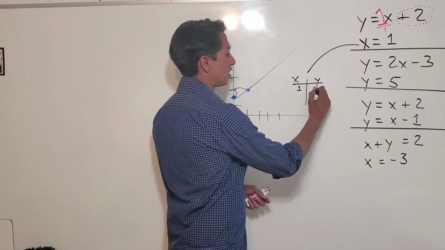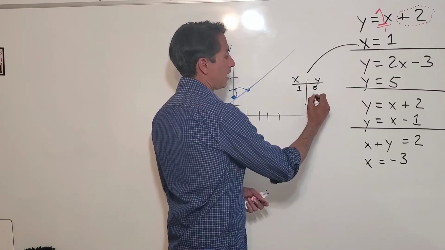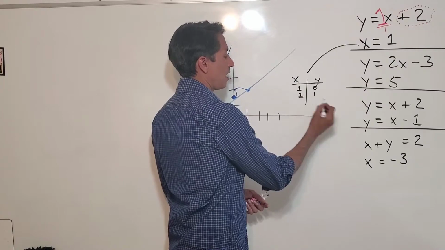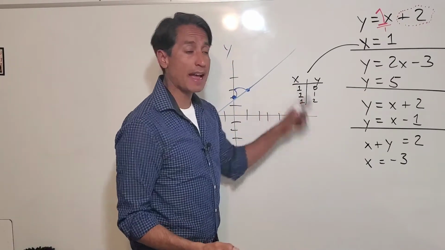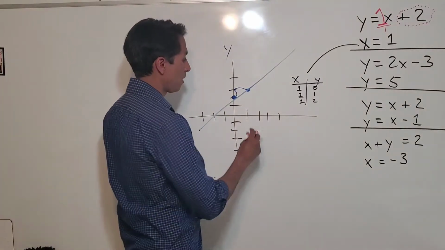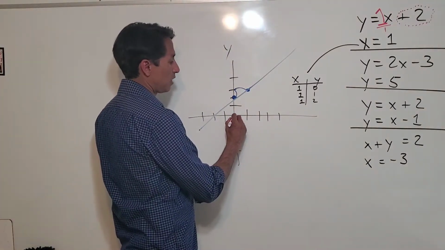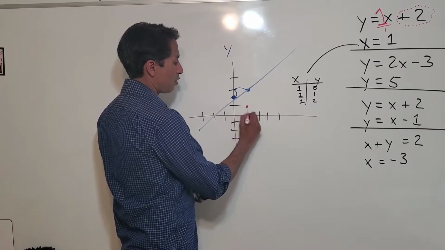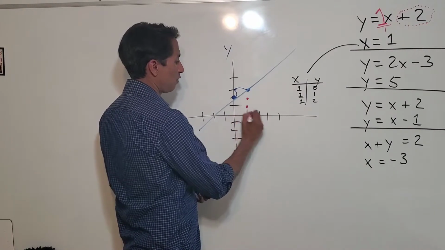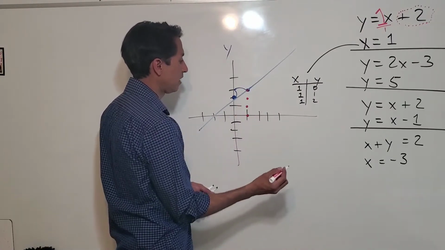So if y is 0, x is 1. If y is 1, x is 1. Y is 2, x is 1. If I were to graph this, I would go over from the origin, right? Over 1, up 0. Over 1, up 1. Over 1, up 2. Over 1, up 3, right?